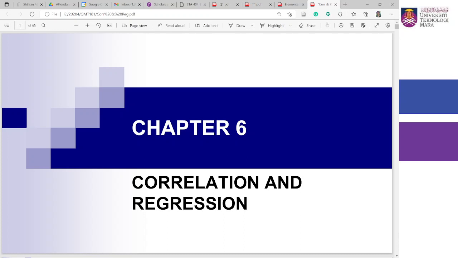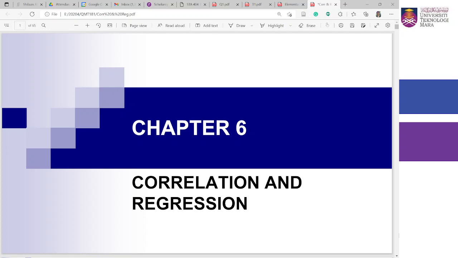So in our case, in this syllabus, we are only looking at a bivariate situation whereby we only deal with two variables. Okay, in specific, we only deal with one independent variable and one dependent variable. However, when we talk about correlation, we are not talking about the independent variable or dependent variable yet.